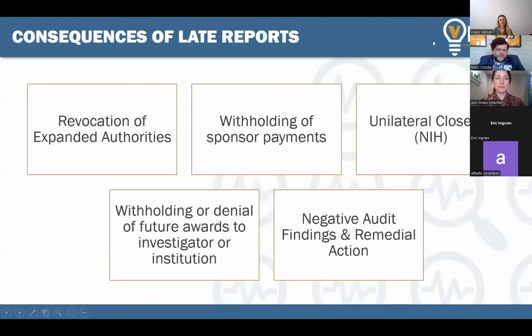All right, so this is the slide that nobody really wants to see, but there are consequences if these reports aren't submitted on a timely basis. They become delinquent. So you can have revocation of expanded authorities. Some of your organizations may already be granted expanded authorities, which means probably one of the best benefits is that you can have automatic carryover from budget period to budget period on your grants or contracts. And that's really helpful, especially considering what you budget in terms of needing funds.